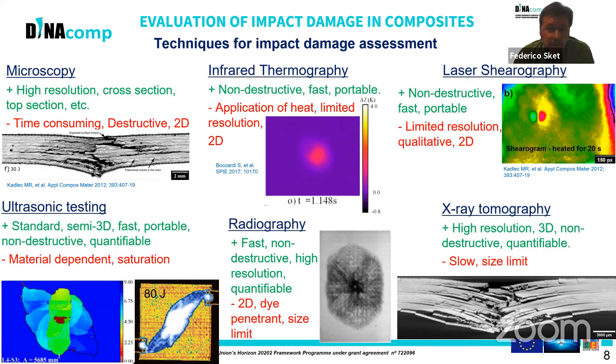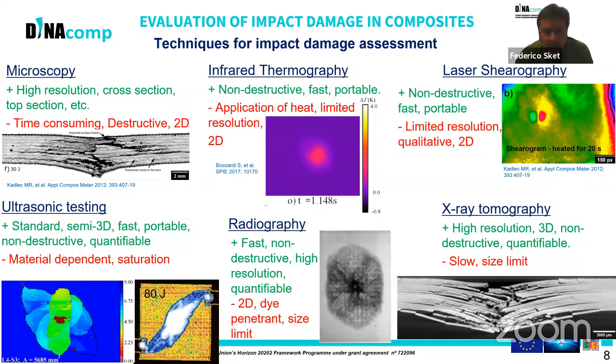Among the most common techniques used in the industry is ultrasonic testing, which uses sound waves to obtain echoes or attenuation signals, which can be plotted as a projection of the damage. We will come back to this later on. It's a standard technique. It's semi-3D. We will see what that means. Fast, portable, non-destructive. It's quantifiable because you get an image and you can calculate, for example, the area of the projected damage. It has the cons that if you have hybrid materials, it might not perform as you wish, and well, the saturation means that sometimes you don't have the signals because of the defect that you have in the material.